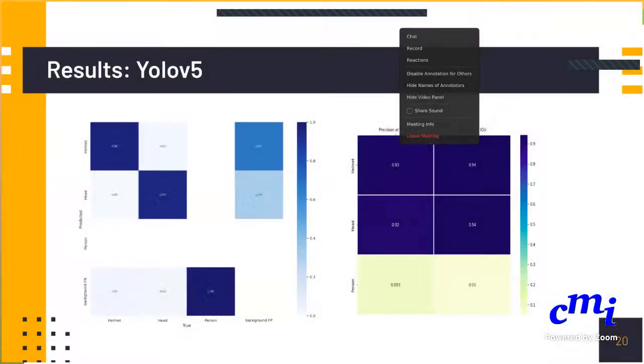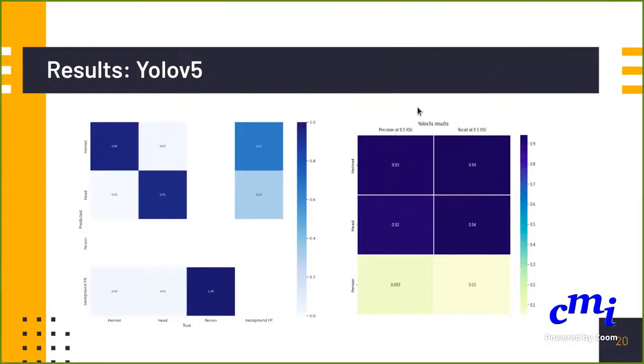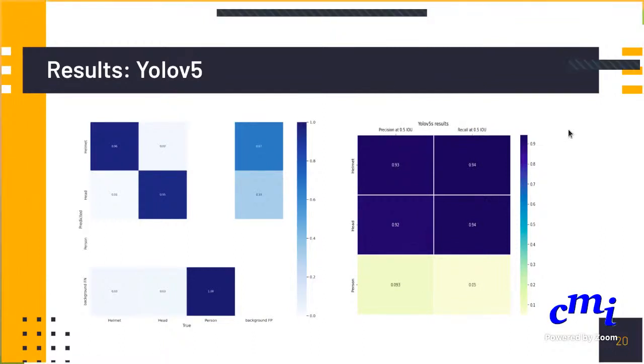The best result we get is for YOLO V5. YOLO V5 gives a very good result. Here, the precision is a little lesser, 0.93. However, the amount of images that go into background is very low. Similar thing happens to head, but it has slightly higher accuracy for predicting person compared to the previous models. But still, it's not good at all, and it's very low.